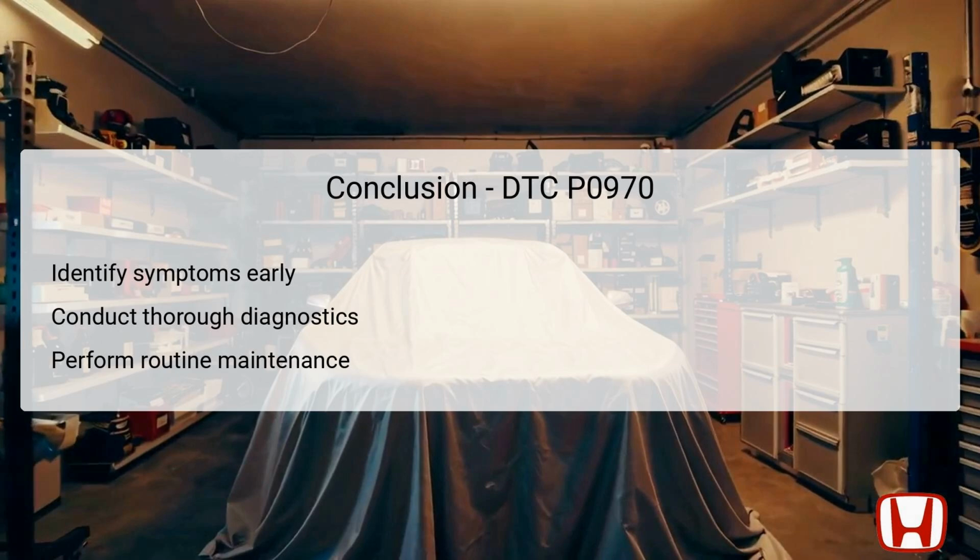In conclusion, addressing DTC P0970 promptly is crucial for maintaining optimal performance in the Honda CRV transmission. Identifying symptoms early, such as unanticipated gear shifts or poor acceleration, can help prevent more significant failures down the line. Conducting thorough diagnostics, as outlined through each troubleshooting step, will enable precise identification of issues related to the AT clutch pressure control solenoid valve C.